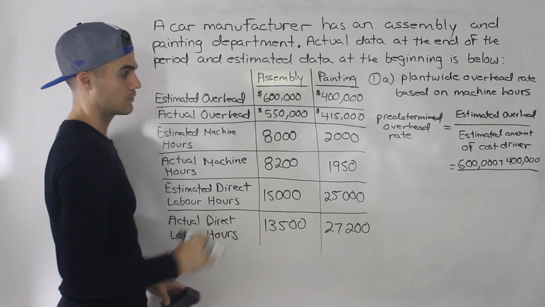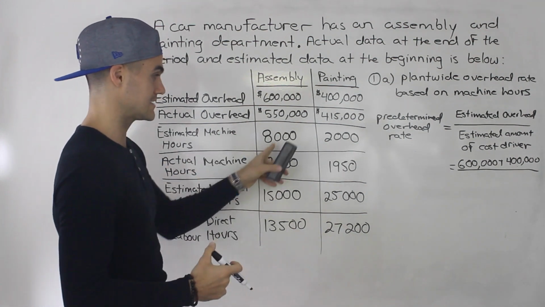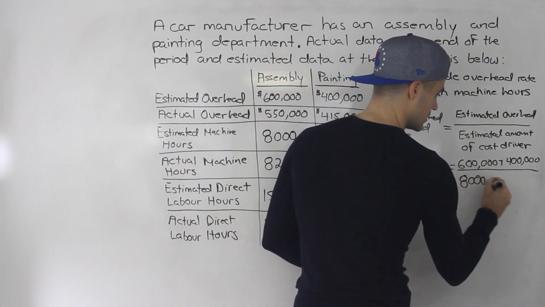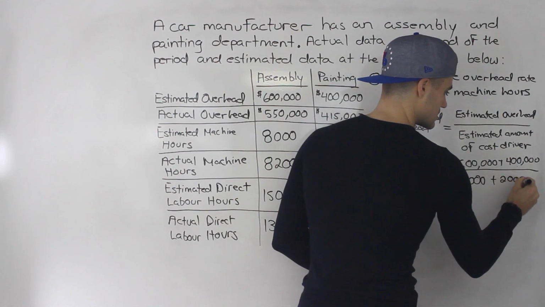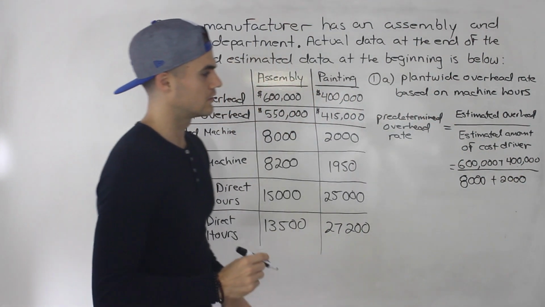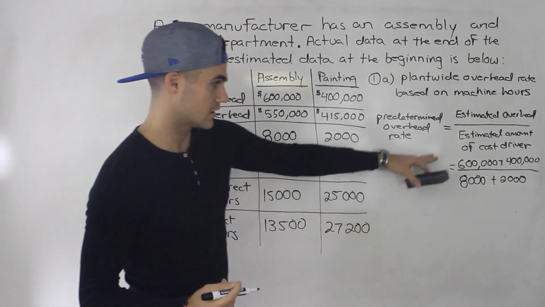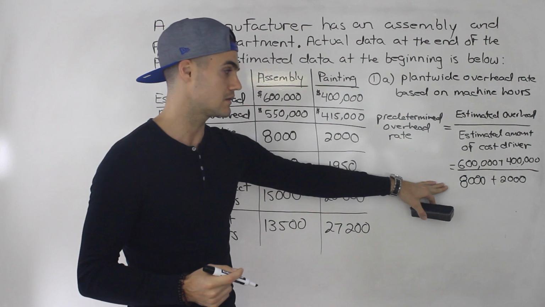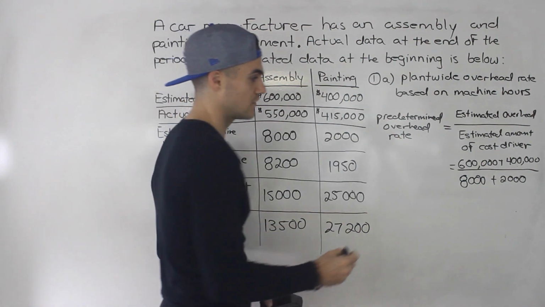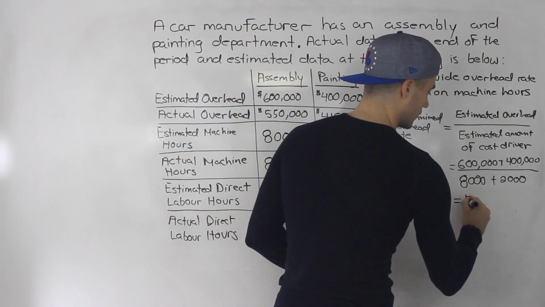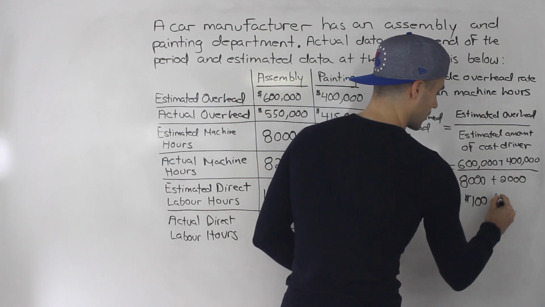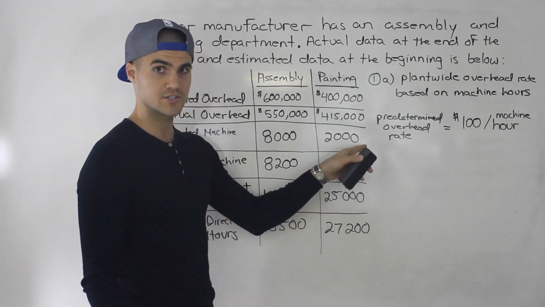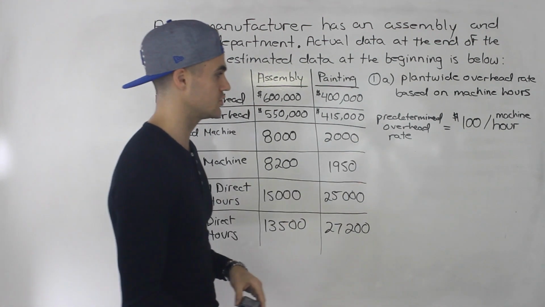So the estimated machine hours in total for the plant-wide, it's 8,000 plus 2,000. So what's going to happen is you're going to end up with 1 million in the numerator and then 10,000 in the denominator. And so when you divide those, what you'll get is $100 per machine hour. So we got our predetermined overhead rate, $100 per machine hour.